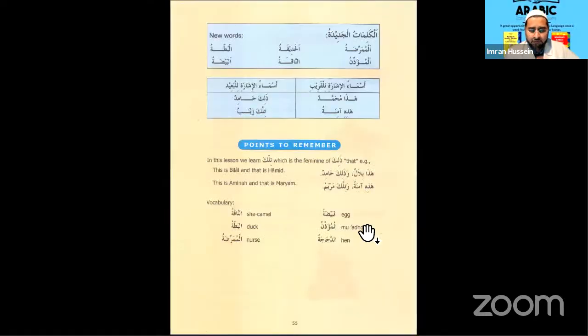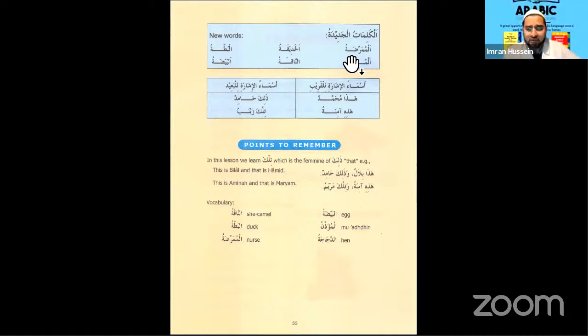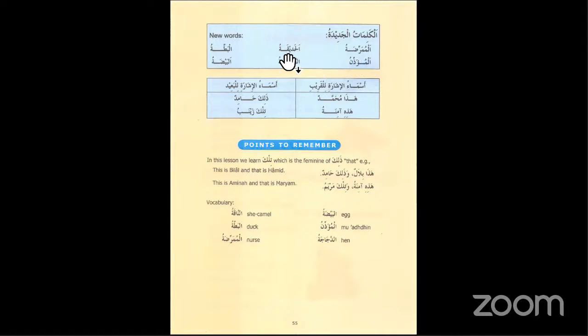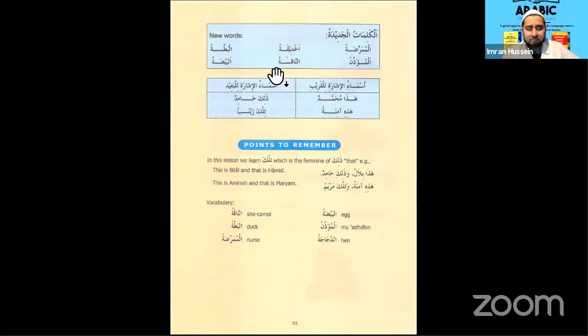Sister Shalina, can you come on the mic, please? Let's read Al-Kalimatu al-Jadidatu first. Al-Mumarridatu, that means a nurse. Al-Hadiqatu, garden. Al-Battatu, duck. Al-Mu'adhinu, means the person who calls the prayer. Al-Naqatu, that's a female camel. Al-Baydatu, that means an egg.